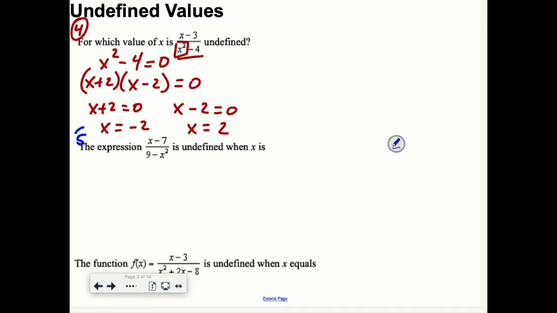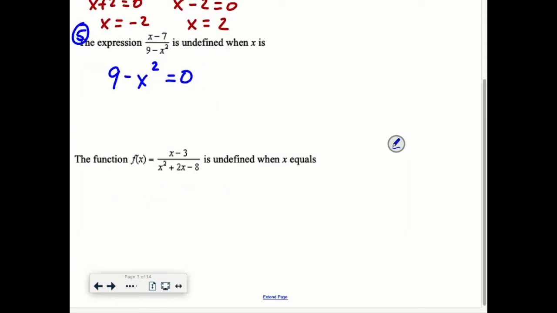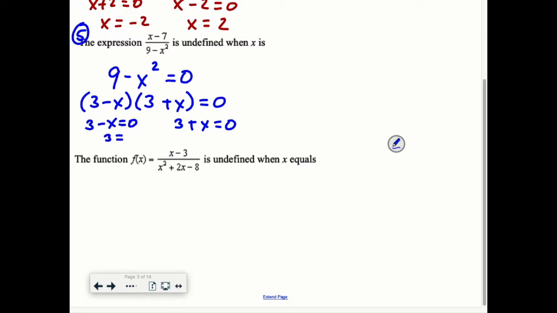This is number 5. This expression is undefined when x is, set it equal to 0. This is also going to be difference of perfect squares. It's not in standard form. The variable isn't leading. That's okay. This is just going to be equal to 3 minus x and 3 plus x equals 0. So that means I got 3 minus x equals 0, 3 plus x equals 0. I can say this is 3 equals x because I just added x to both sides. I can say this is negative 3 equals x because I just subtracted 3 from both sides. So this expression is undefined when x is equal to positive or negative 3.